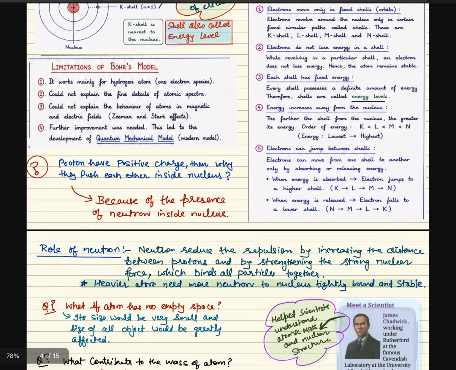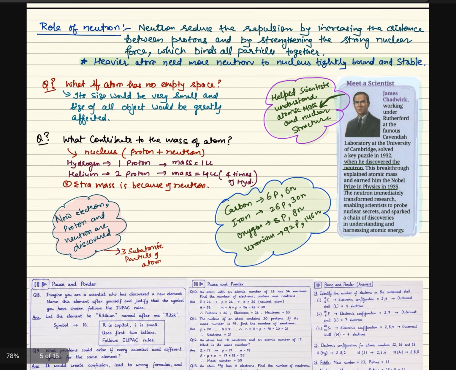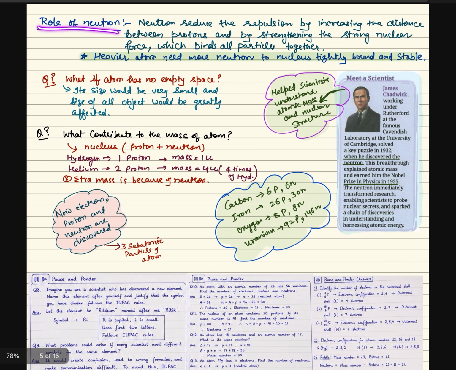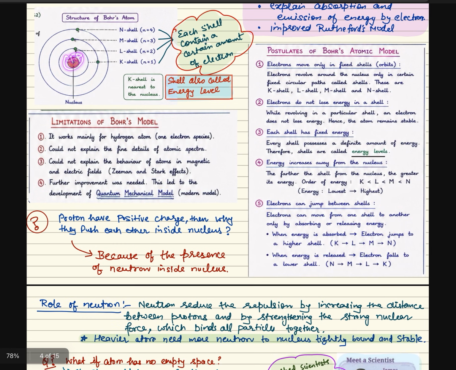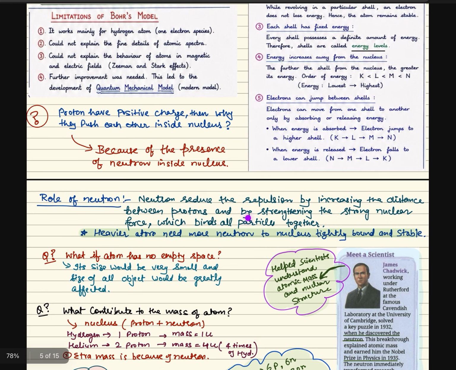So what is the role of the neutron? James Chadwick discovered the neutron, and he told the role of the neutron: that it reduces the repulsion by increasing the distance between protons inside the nucleus. So neutrons bind the protons inside the nucleus. Neutrons reduce the repulsion by increasing the distance between protons and by strengthening the strong nuclear force, which binds all the particles together.